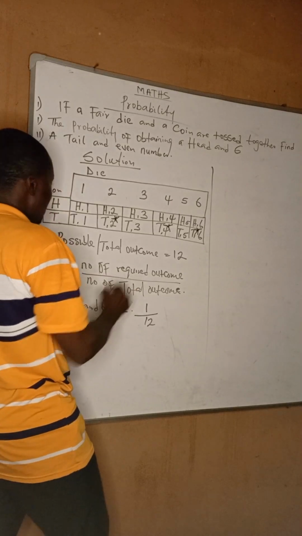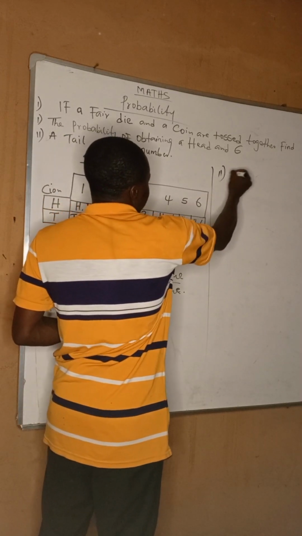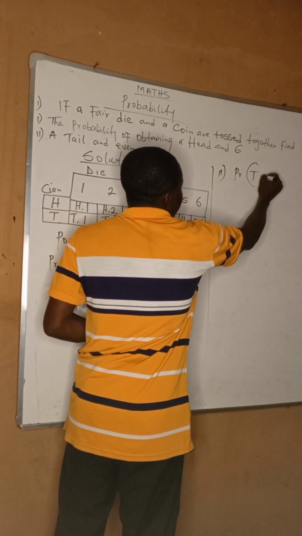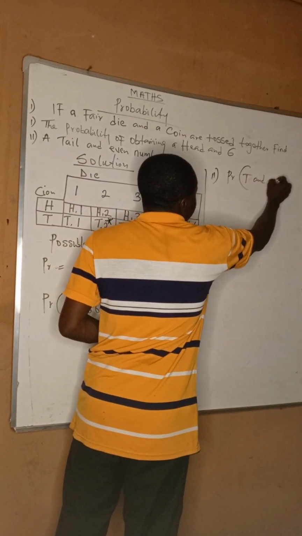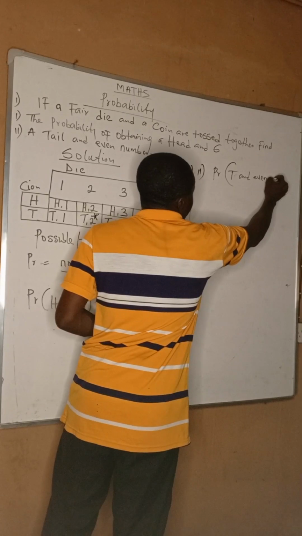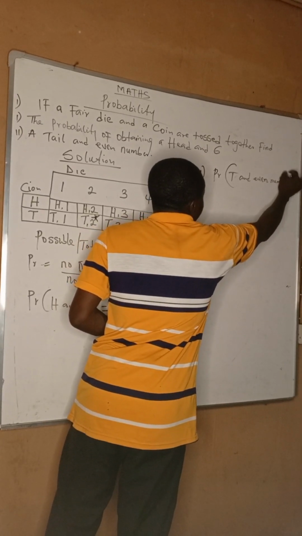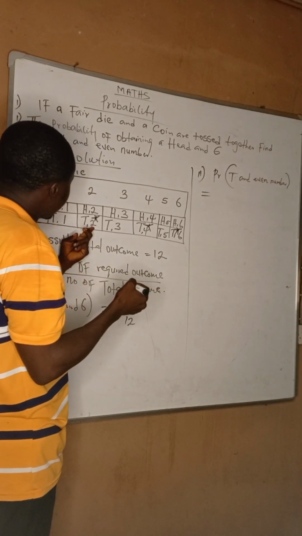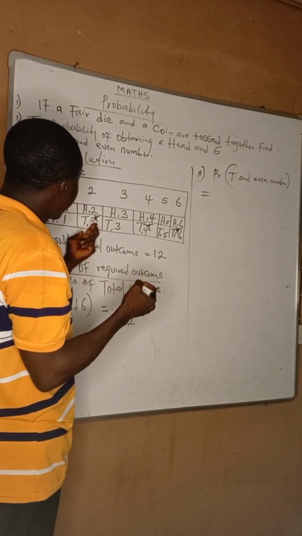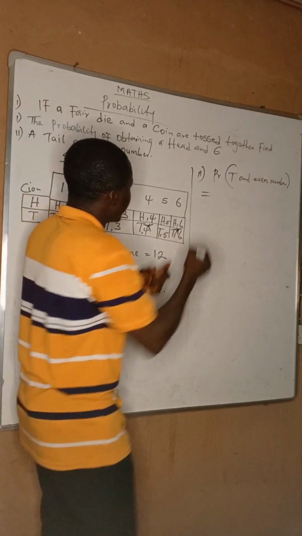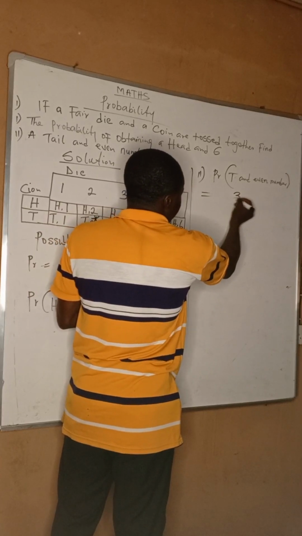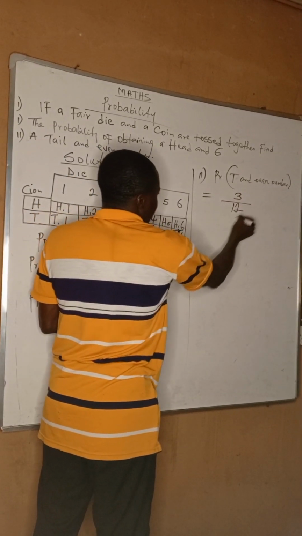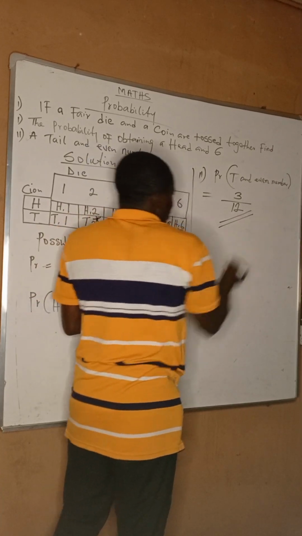Now it will be probability, part II, the probability of a tail and an even number is equal to the number of required outcomes. We are having how many here? 1, 2, 3. The required outcome is 3 over our total outcome, which is 12. So this is the answer to the question.